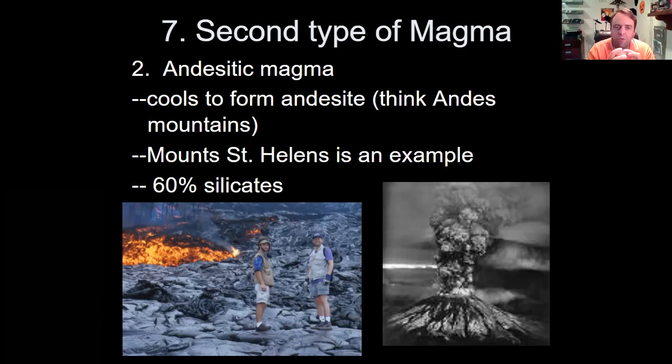As it reaches the surface and all those gases try to come out, but they can't. Once the pressure builds up enough, then it can force its way through the crust, of course, and create a volcano like Mount St. Helens. Mount St. Helens is a great example of andesitic type magma that builds up pressure that's higher in silica content.